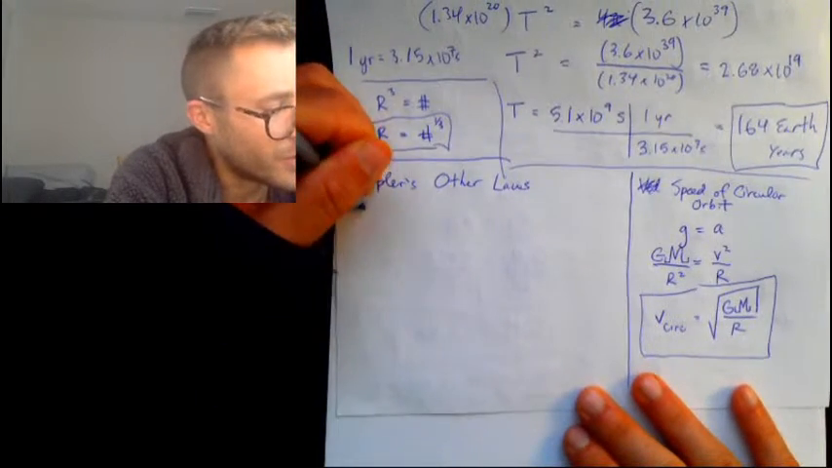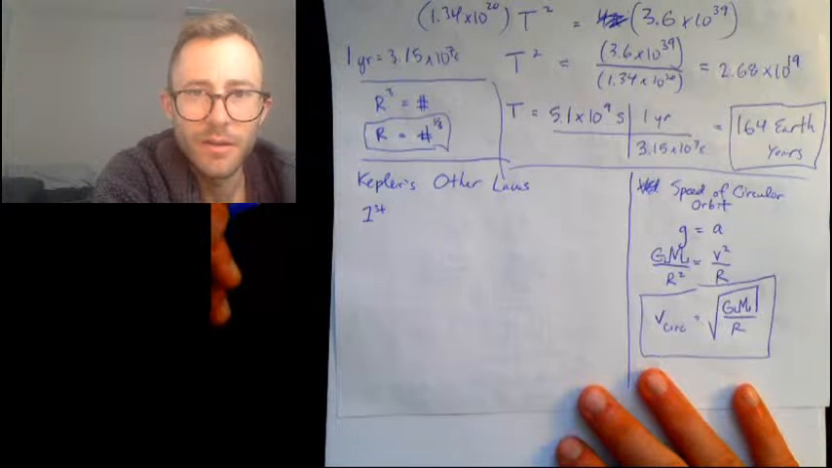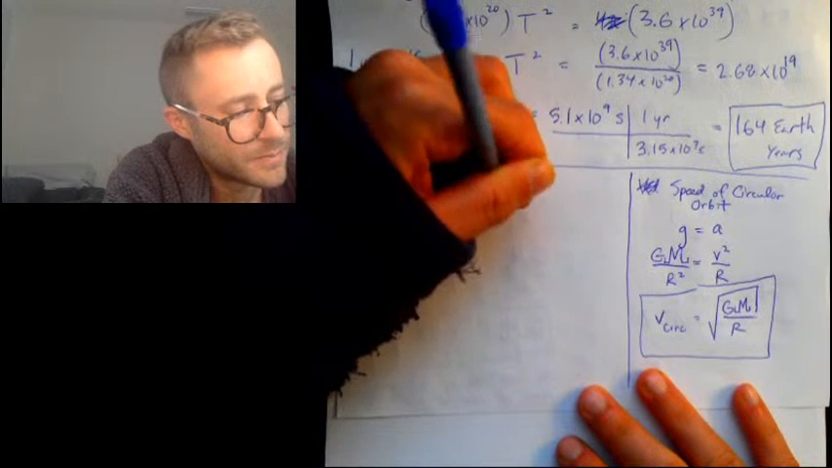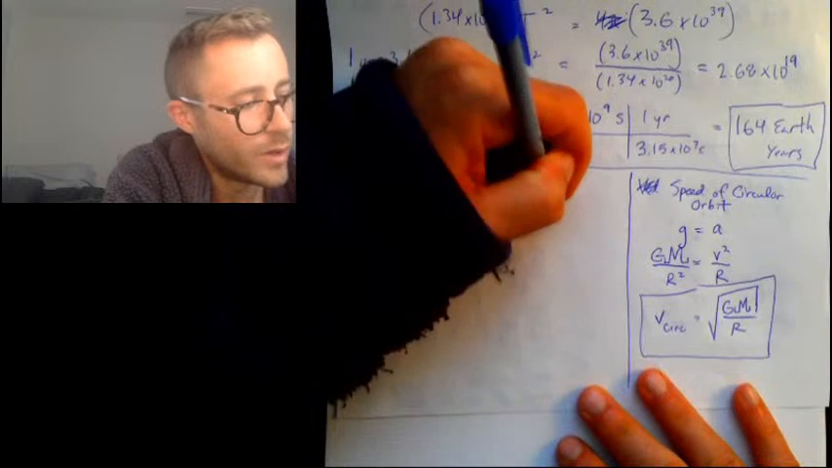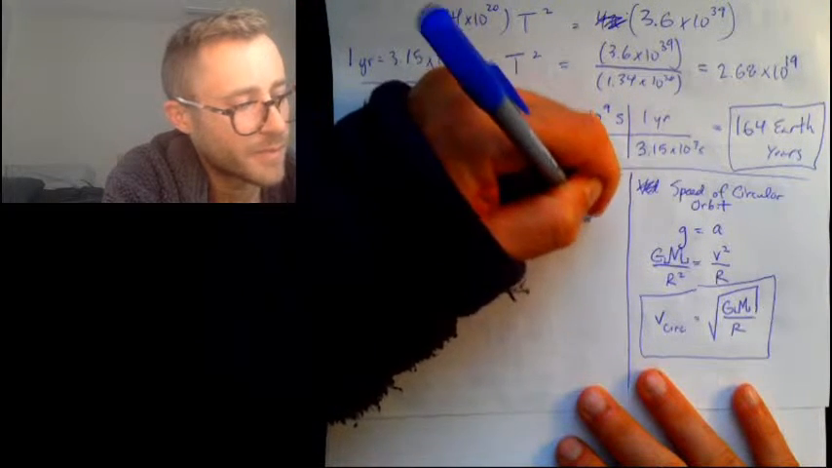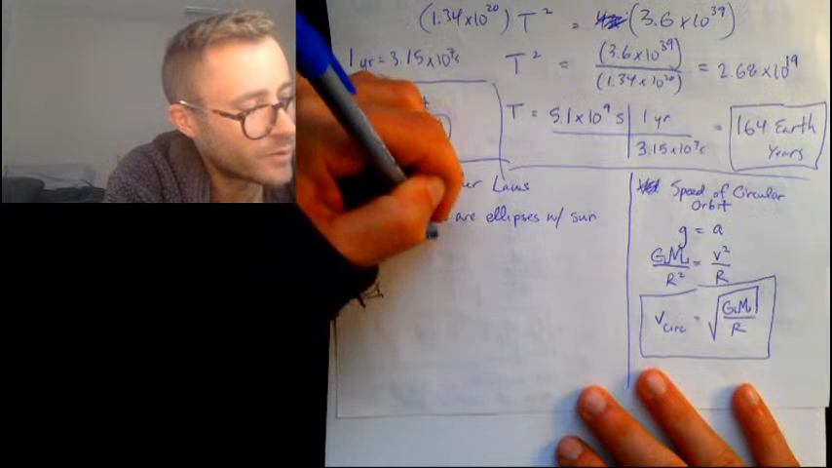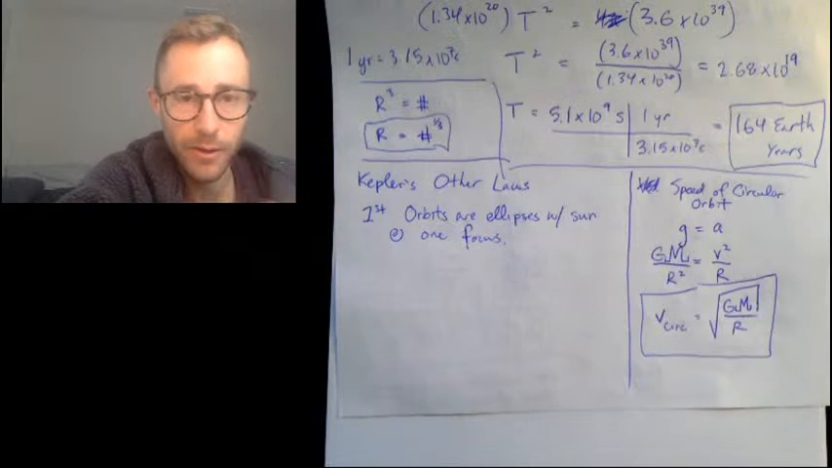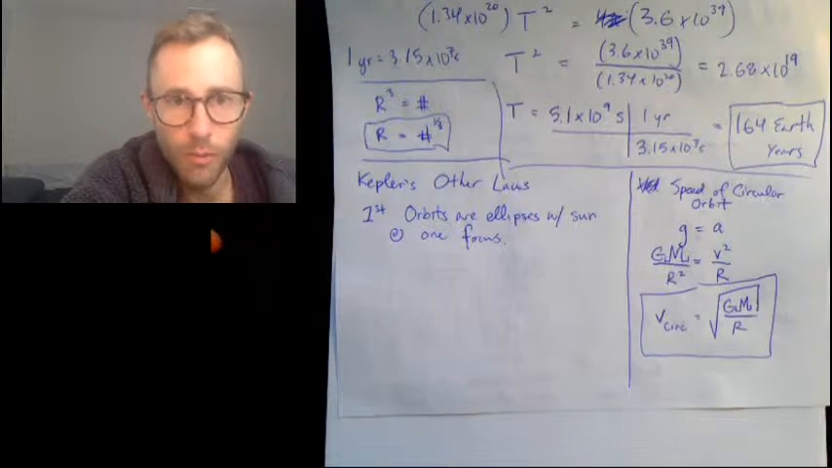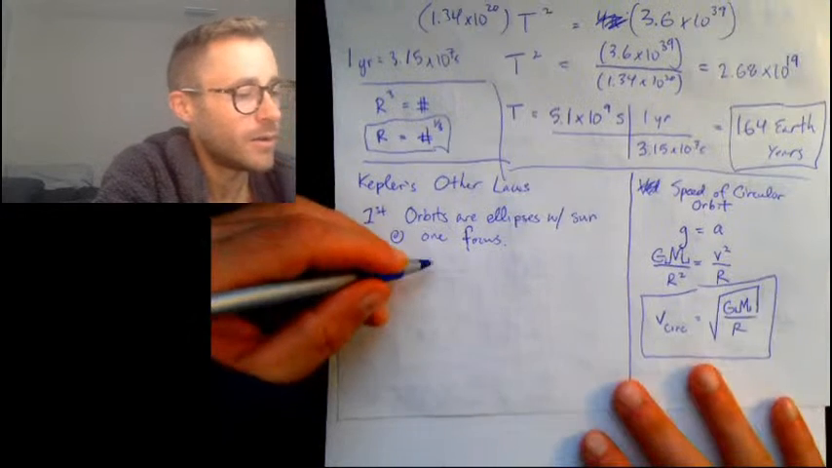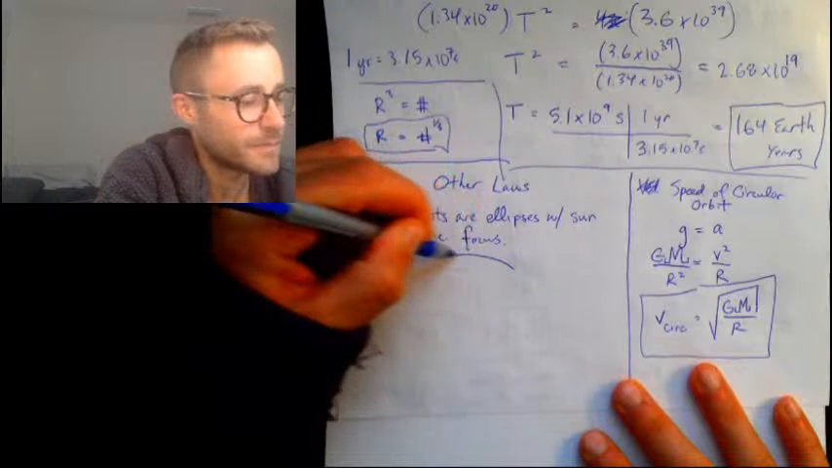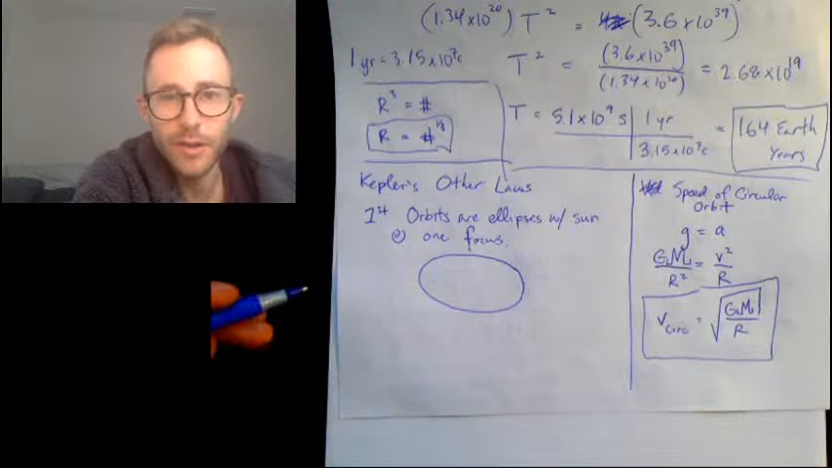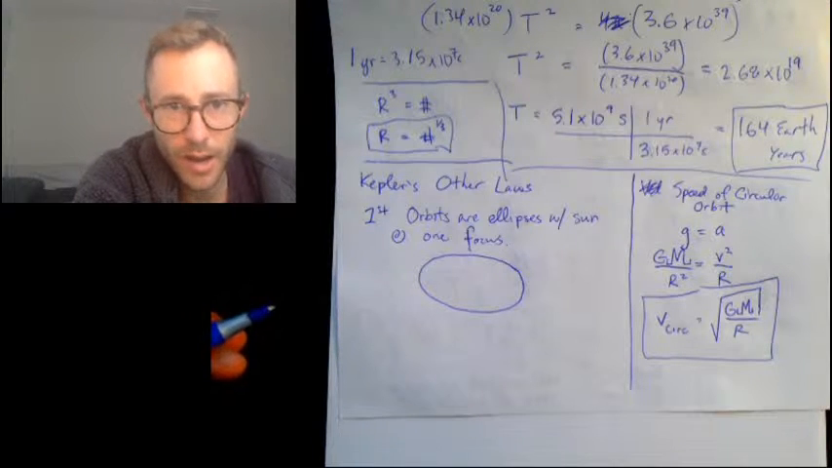So Kepler's first law says that orbits are ellipses with the sun at one focus. An ellipse is basically an oval. So I'll draw an ellipse. It's a pretty good ellipse, and an ellipse has two foci.